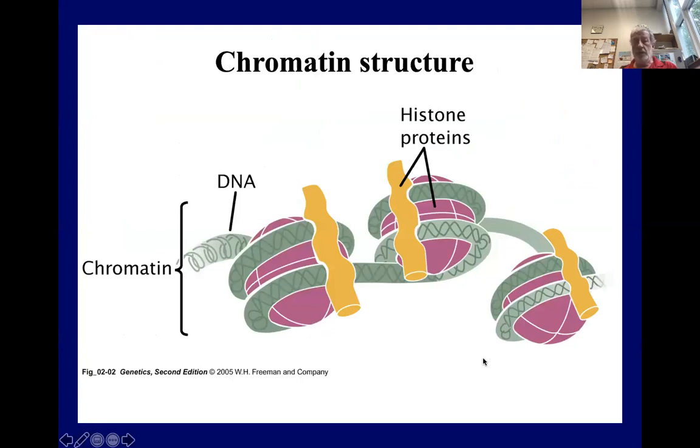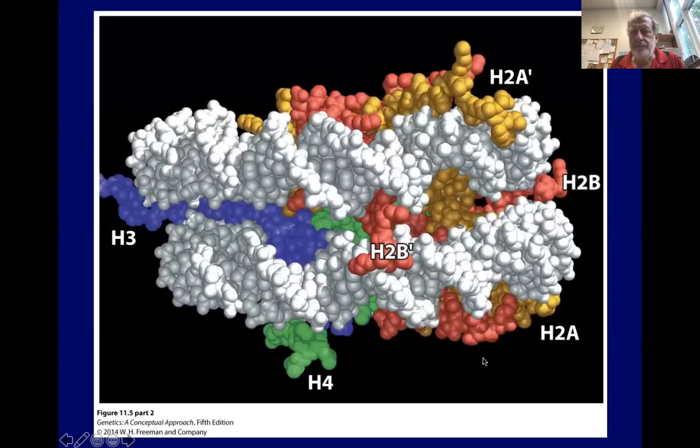So these nucleosomes then are DNA, which is here shown in green, wrapped around an octamer of histone proteins, which is shown in pink there, with an additional histone protein clamped on the outside of each nucleosome. The DNA in between the nucleosomes is referred to as linker DNA.